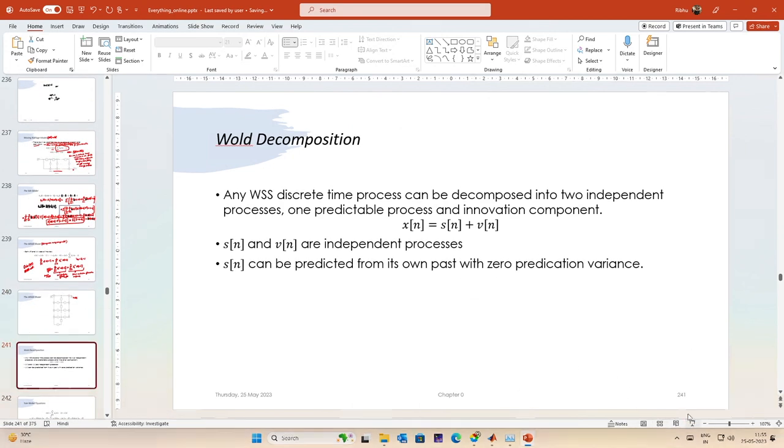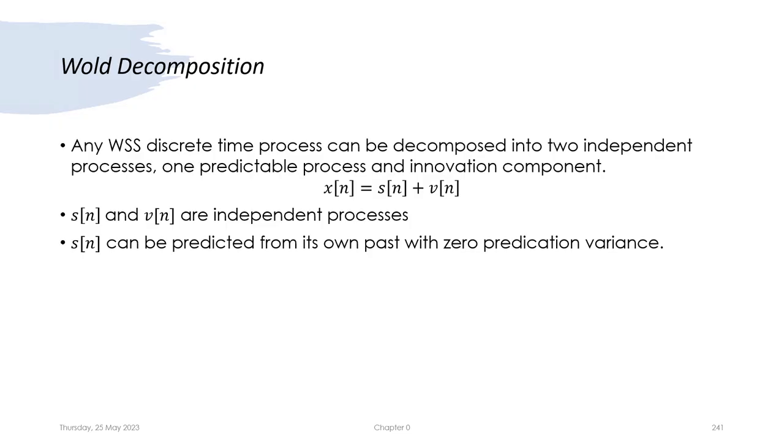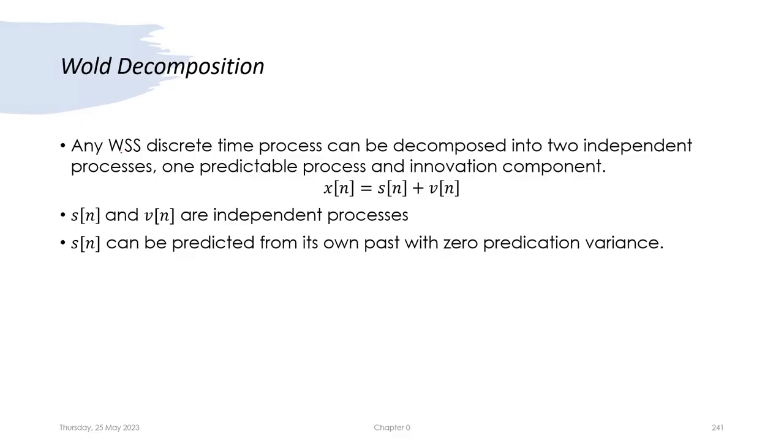an important result known as the Wold decomposition, or this is a theorem, or this is a result that is quite useful for us, and that is extensively used in data compression and others. But since we are doing all of this mainly because of data compression, we will talk about Wold decomposition in terms of data compression. So, any wide sense stationary discrete time process can be decomposed into two independent processes, one predictable process and an innovation component.